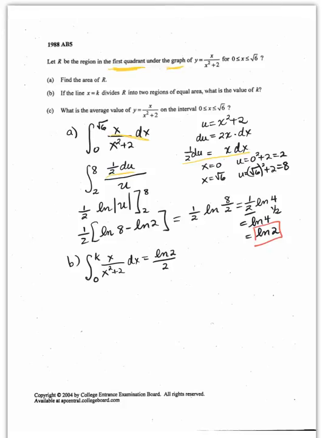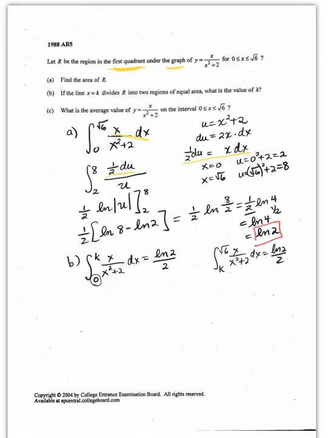And notice I could also say the integral from k to root 6 of this function is ln of 2 over 2. But it's always nice to have a limit of integration of 0. You know, hopefully things will cancel. So let's solve the first equation.